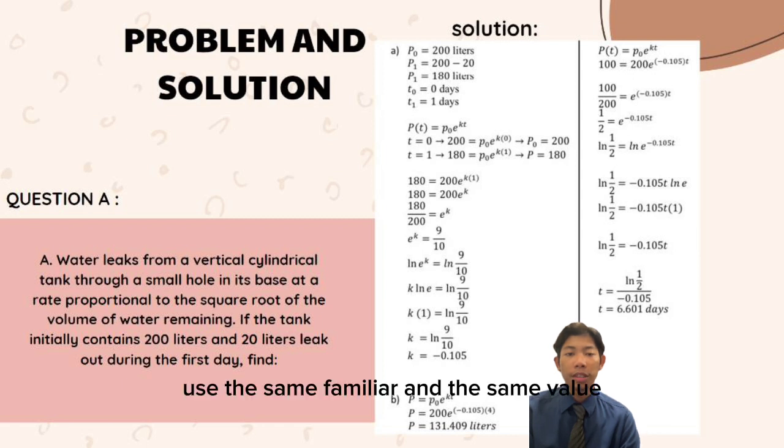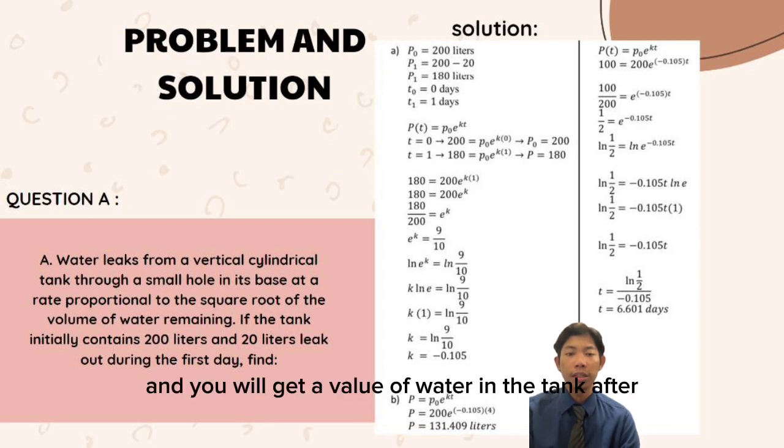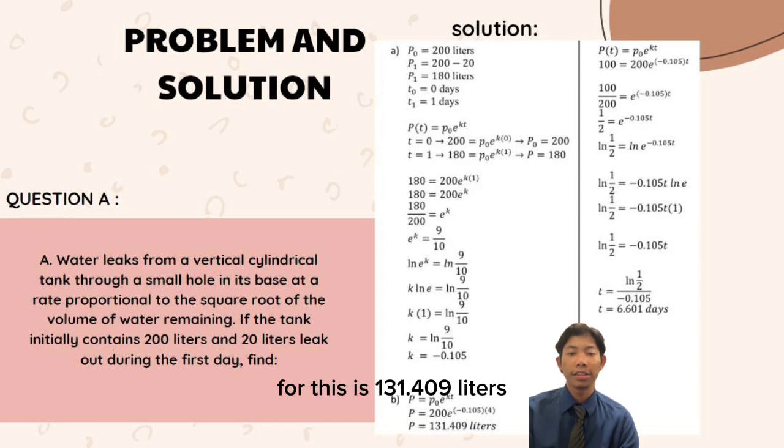For question B, use the same formula and the same value, but P is the constant. Calculate as usual and you will get the value of water in the tank after 4 days, which is 131.409 liters.